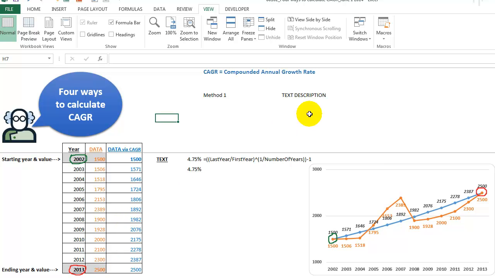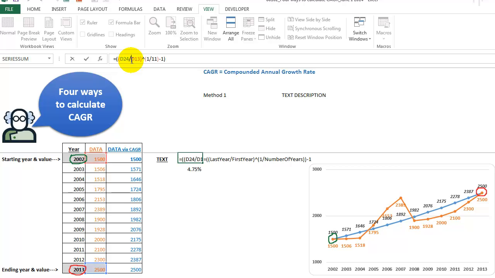So let's look at method one, and that is a text description. So here we have the formula text, and I've just put an apostrophe here because if you have 2010 version, you can't do the function that just simply shows, I think it's called formula text, shows the text of this one. So here we have the formula inside of here looking at this description, and we have to take the last year divided by the first year, and then to the power of 1 divided by the number of years. And then at the end of the whole thing, we just say minus 1, because it would give us 104%. We only want the 4.75%.